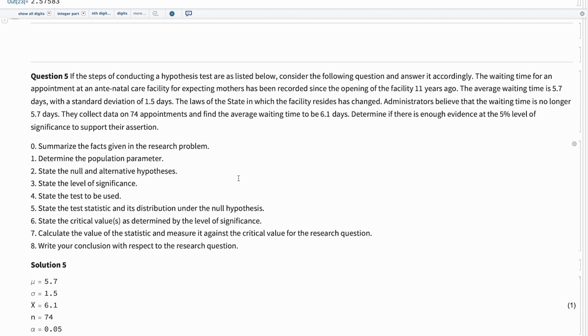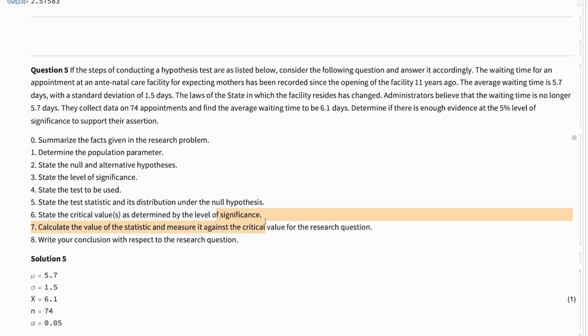State the test statistic and its distribution under the null hypothesis. State the critical value or values as determined by the level of significance. Calculate the value of the test statistic and measure it against the critical value for the research question, and then write your conclusion with respect to the research question. So let's just take apart our problem here.